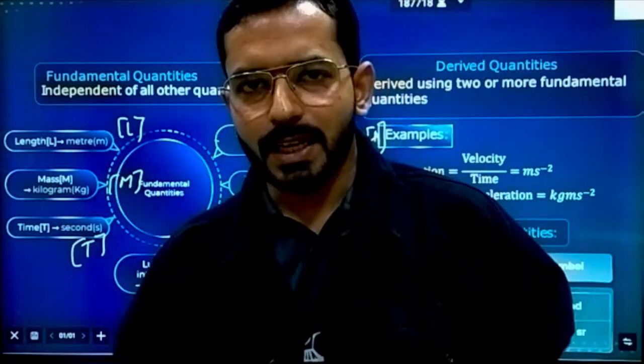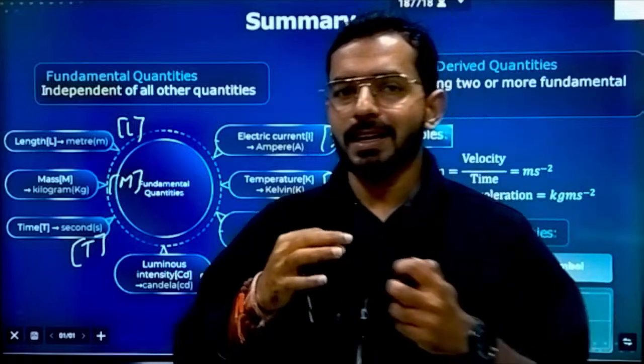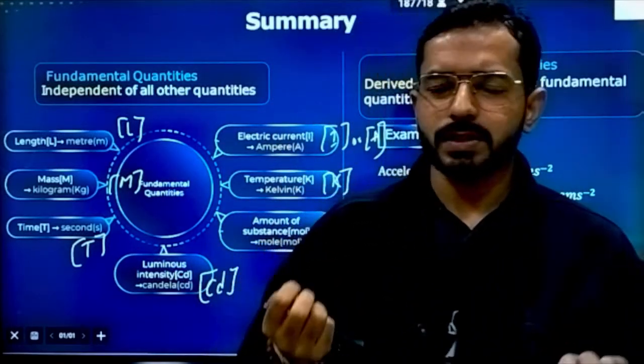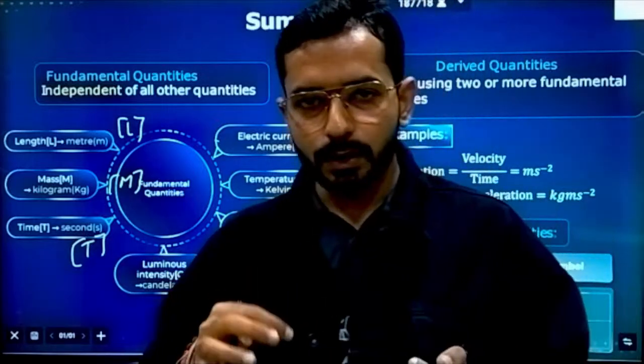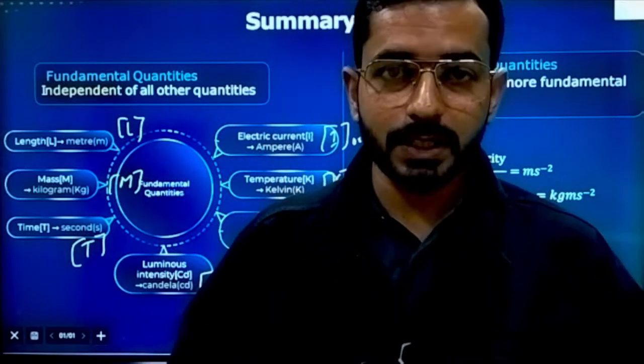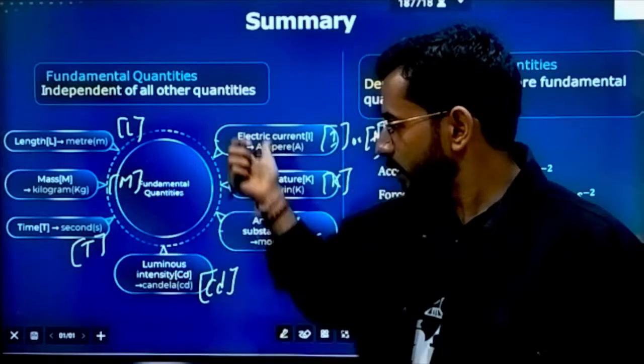Now sir, if these are the 7 fundamental quantities, then how can I define acceleration, velocity, force? There are a number of quantities available. So how do we derive them, and what are those quantities called? Derived quantities. Derived from where? Derived from these 7 fundamental quantities.